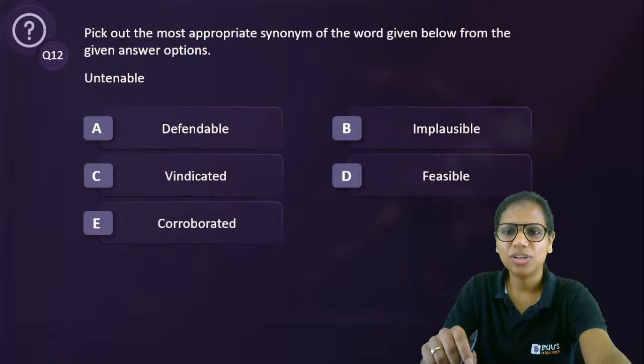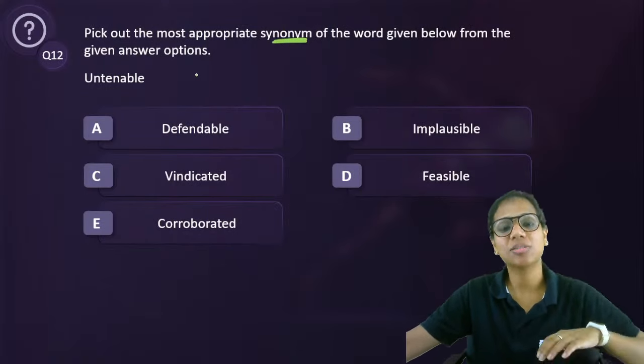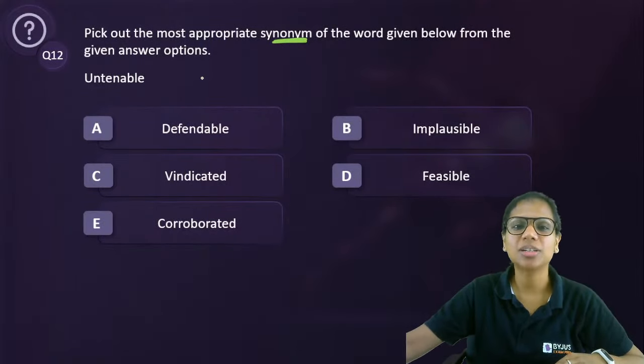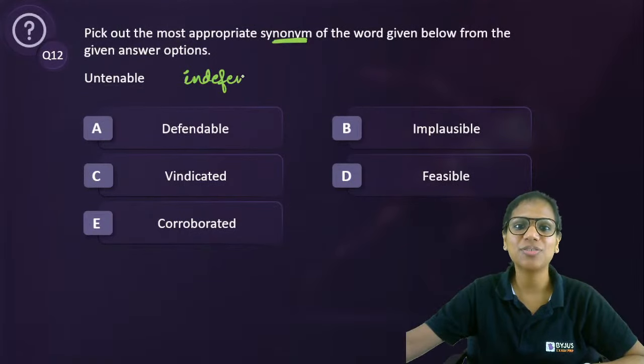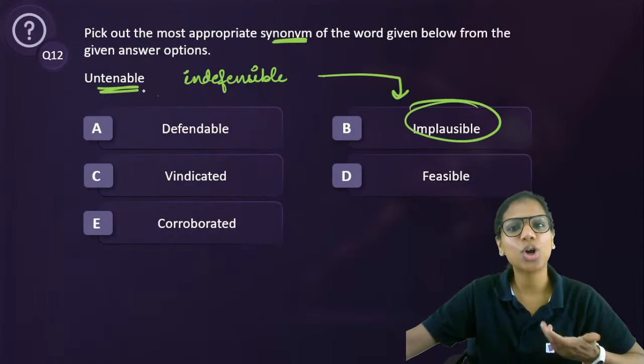Okay, A, C, all right. B, okay. All right. A, C, B. Two ways I've got. Untenable, you had to give me the synonym. If I say it is untenable in the court, that means it is something that you will not be able to defend in the court. So it is indefensible actually. Not defendable, it is indefensible. It is so weak, it is so implausible that the court will not even admit it.